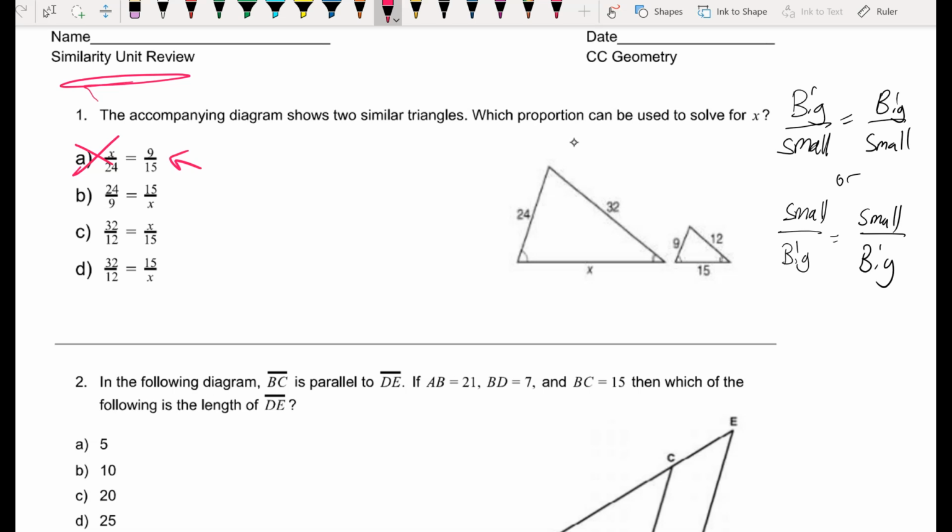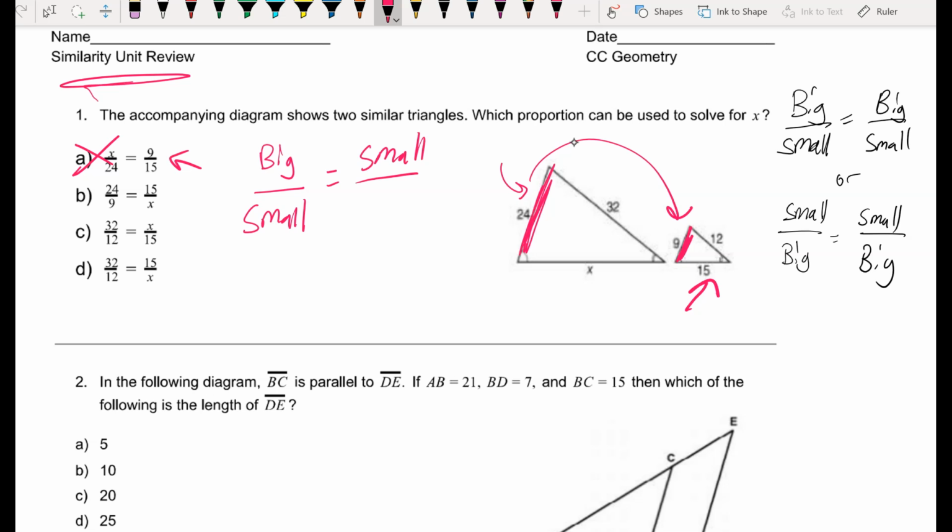But for B, it's saying that big side of 24 over the side that would correspond to that in the other triangle, the 9, if I look at the placement, is equal to, and then it goes back to the small triangle, 15. Small over the corresponding side of the bigger triangle. Big over small is not equal to small over big.